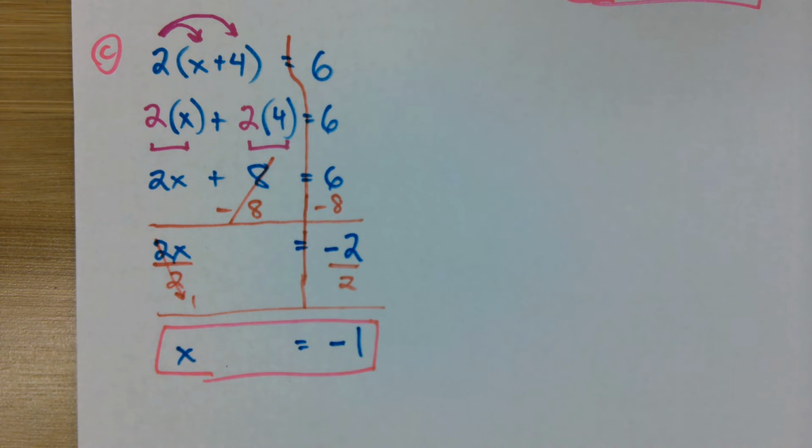So after we distribute and simplify that distribution, we're going right back into what we've been doing. Okay? Nothing changes after that. It's the same exact procedure from the last 3 days.